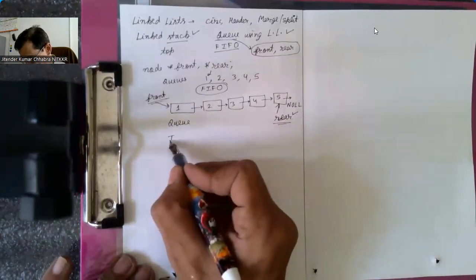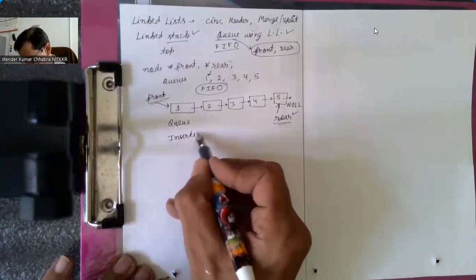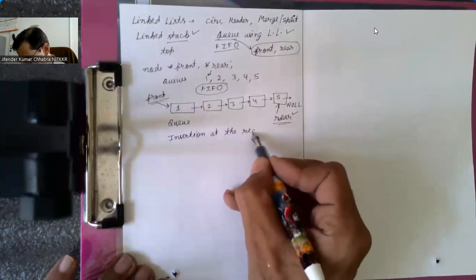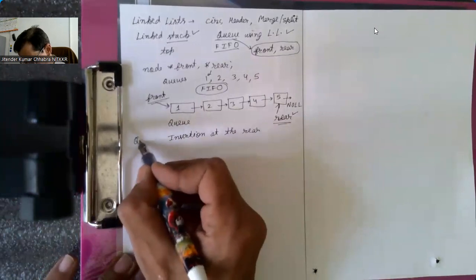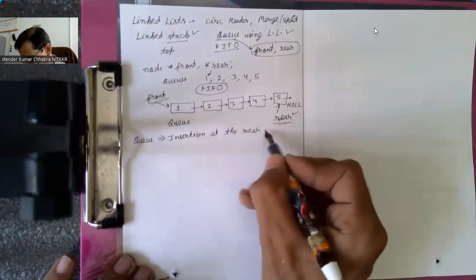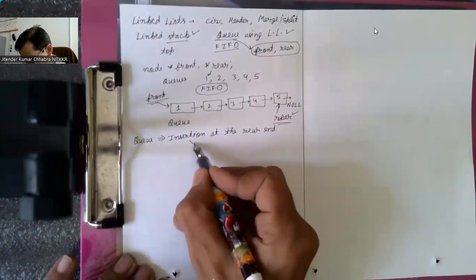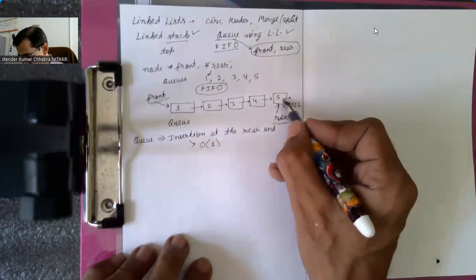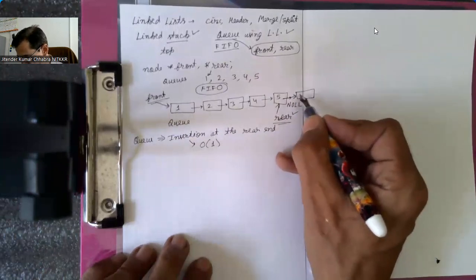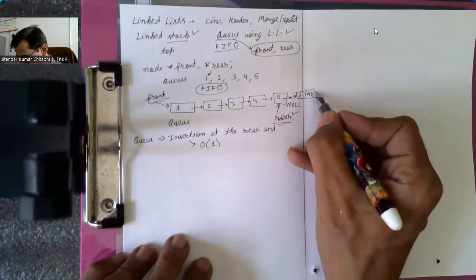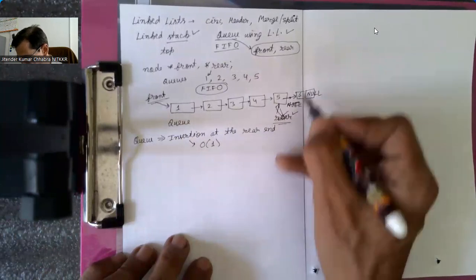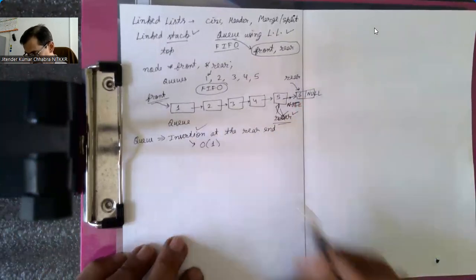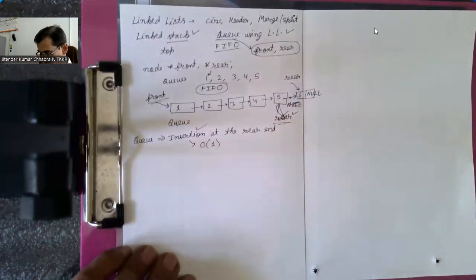Why? Insertion is always at the rear end. If you have to insert at the rear end, you need a rear pointer. Insertion in a queue is effectively done at the rear end, first thing. Secondly, it must be done in order of one time. So you have this available. Maybe you want to insert 6. You will have this done, and then rear will shift here. So this is how your insertion will happen. Insertion is easy, not difficult at all.